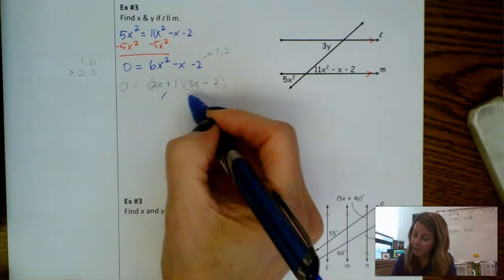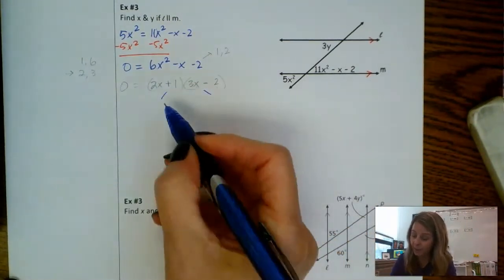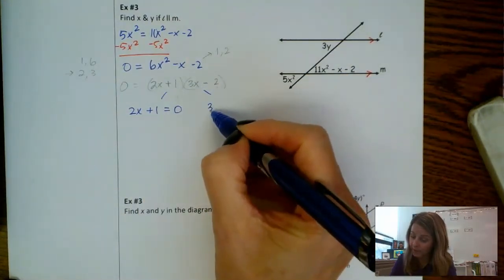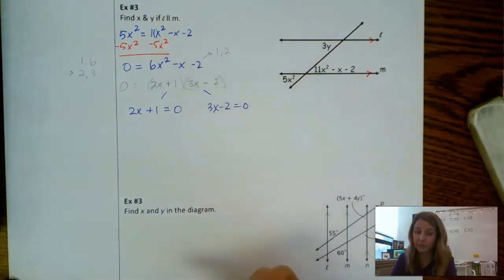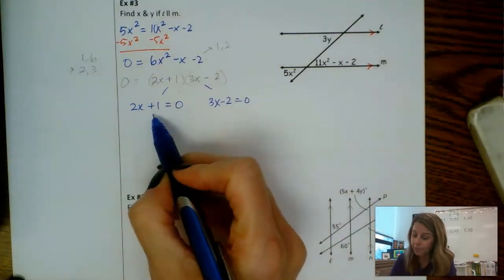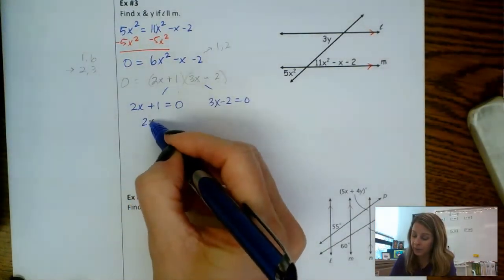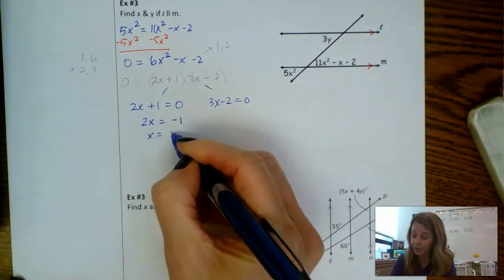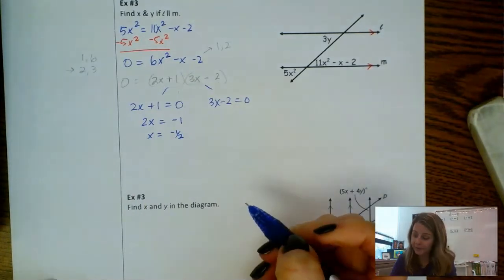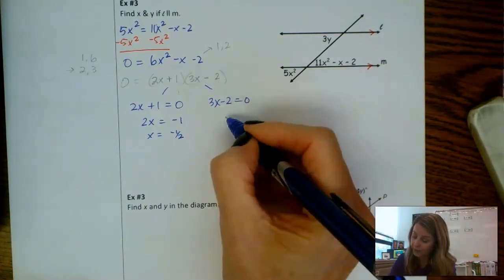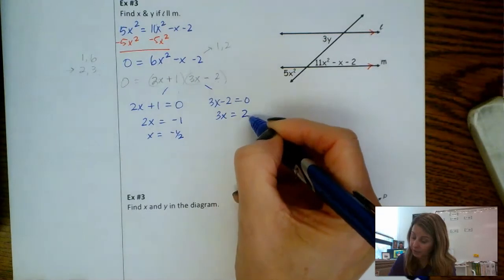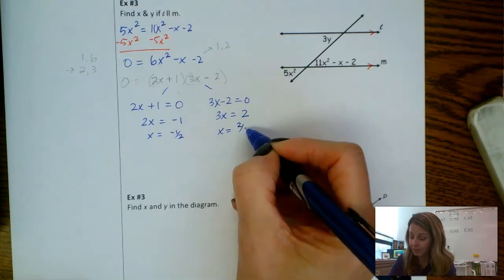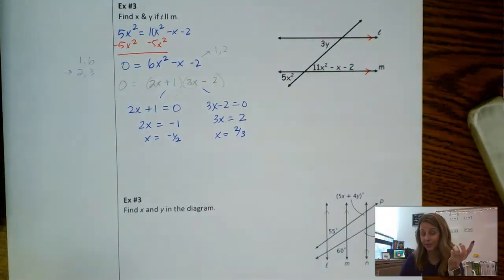Okay, so from here I need to solve for x. So I'm going to write 2 equations. 2x plus 1 equals 0. 3x minus 2 equals 0, and let's solve them out. Minus 1 will give me 2x equals negative 1. Divide by 2, negative 1/2 or negative 0.5. Plus 2 would give me 3x equals 2. Divide by 3, x equals 2/3. Okay, so I've got 2 answers for x.